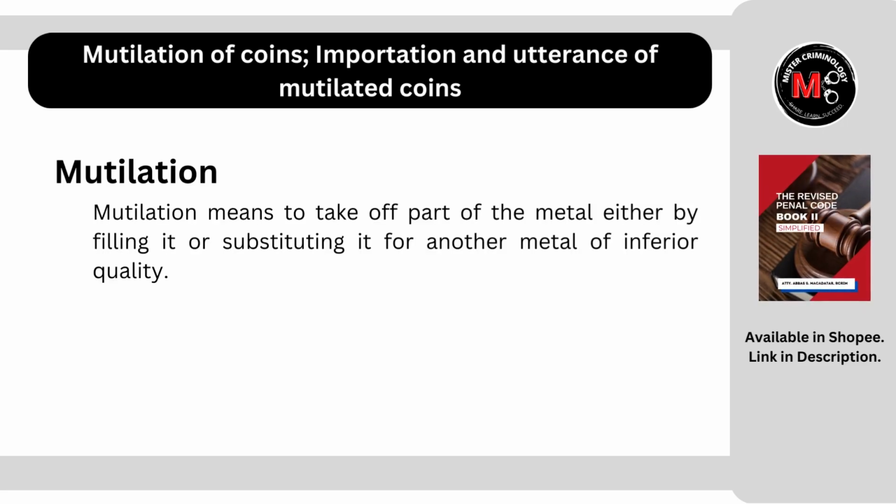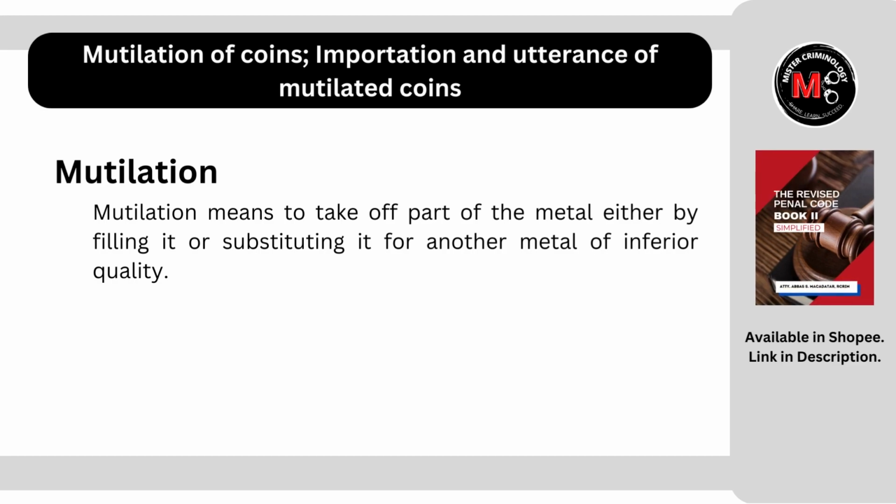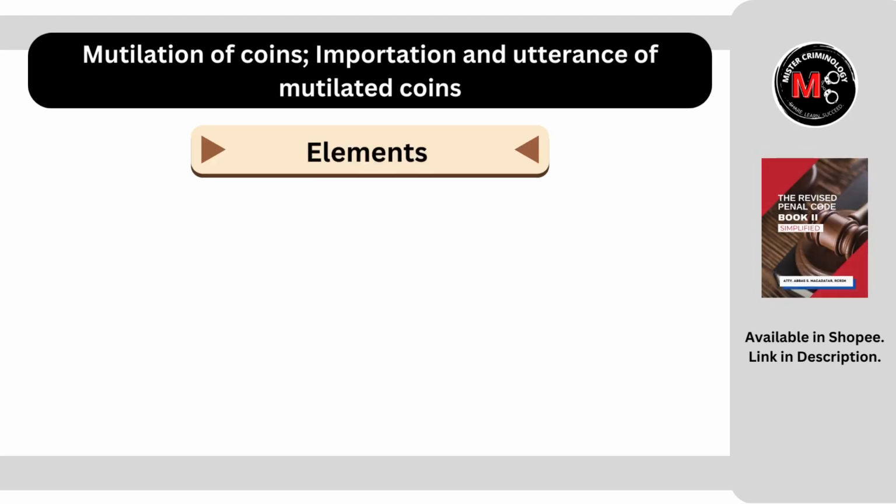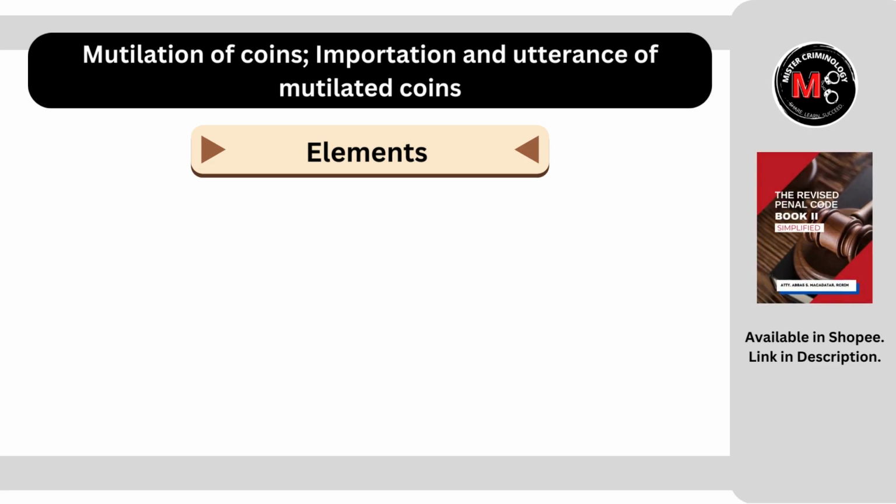Mutilation in this article means to take off part of the metal either by filing it or substituting it for another metal of inferior quality. Example, bubutasan mo yung coin or babawasan mo ng metal niya or kakaskasan mo. Na-discuss na natin kung ano ang importation at utter or utterance sa Article 163. Check our previous video. Sa article na ito, may 4 elements.